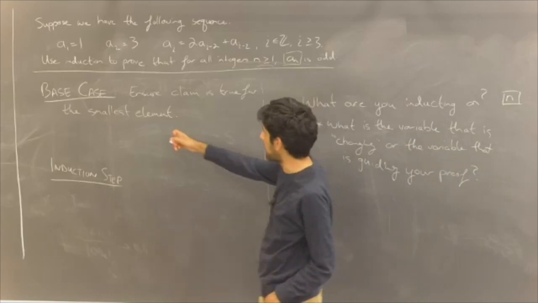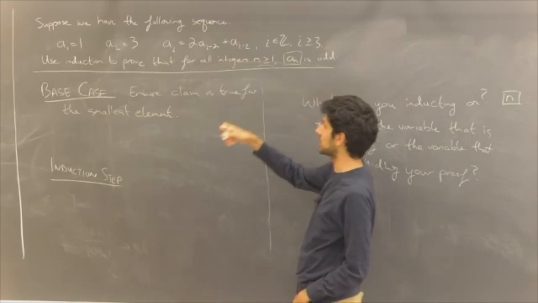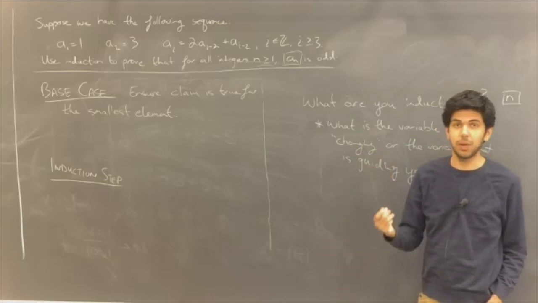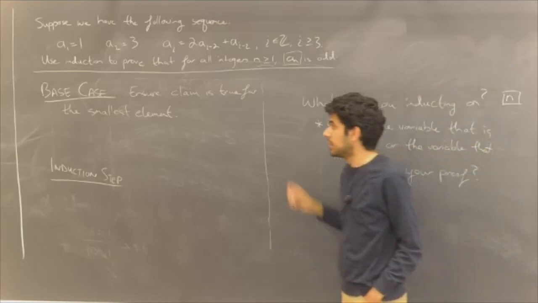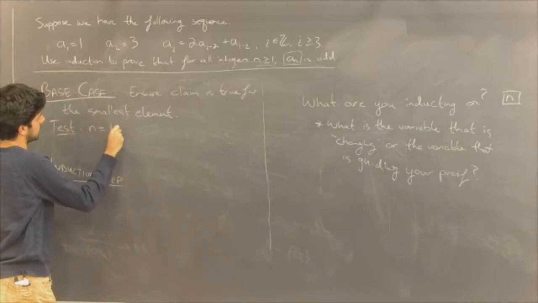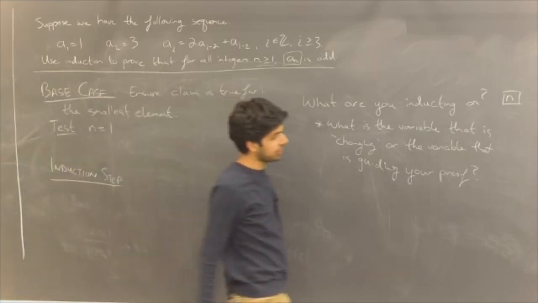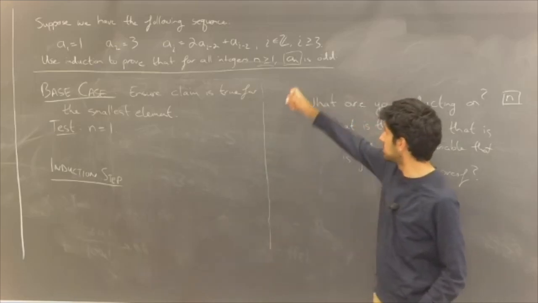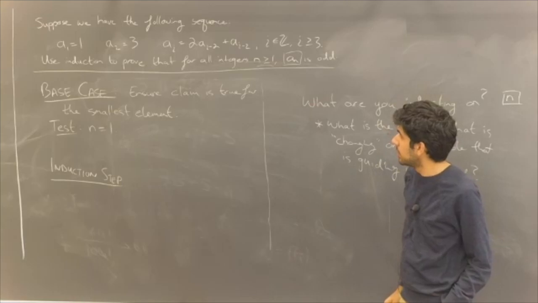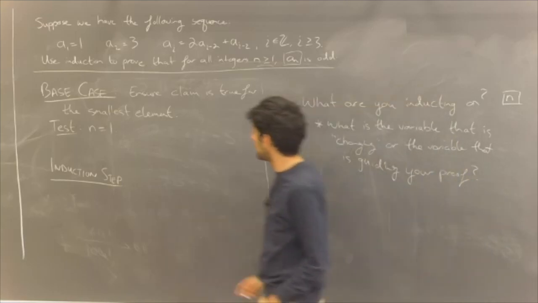So when we come back to our base case, we ensure the claim is true for the smallest element. We need to be thinking, what is the smallest value n can take on? So in this case, we would test n equals 1, because the question says to prove it for all integers n greater than or equal to 1.